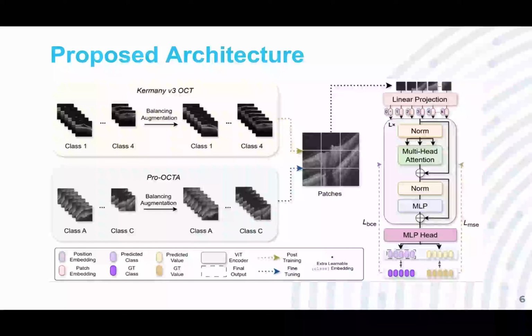Unlike OCT images, OCTA images in PROC OCTA are three-dimensional values. Therefore, they are initially converted into two-dimensional slices. Then balancing augmentation is performed on them and they are divided into patches, which is similar to the post-training process.